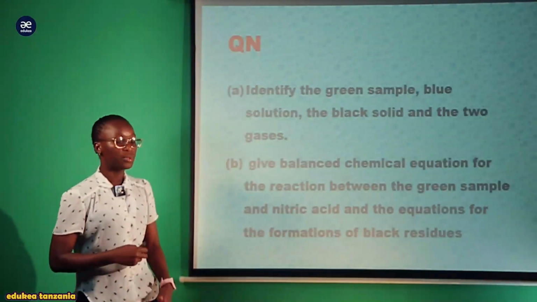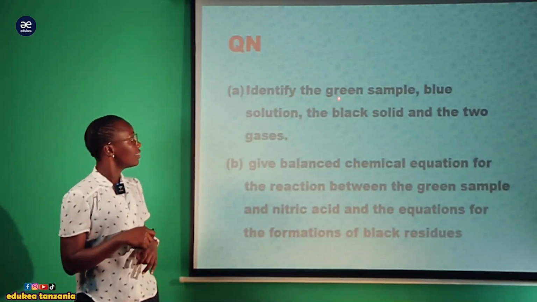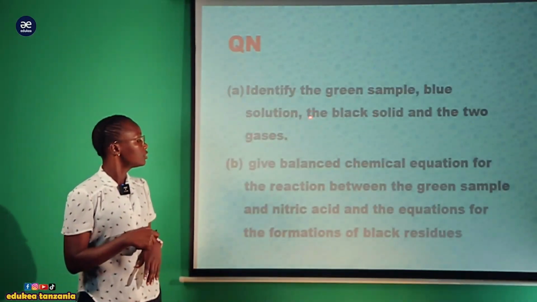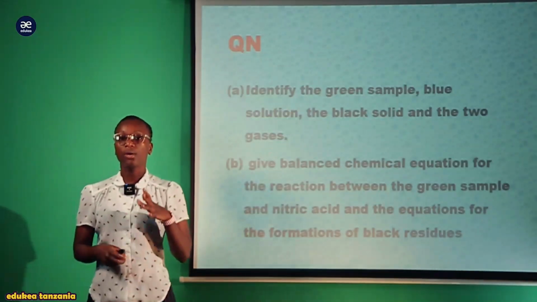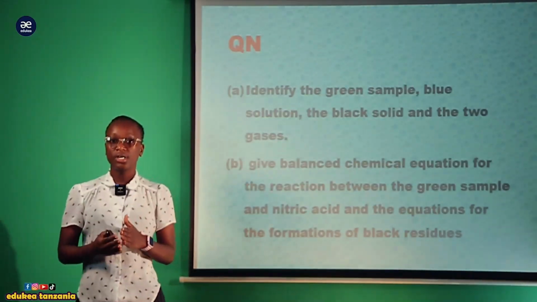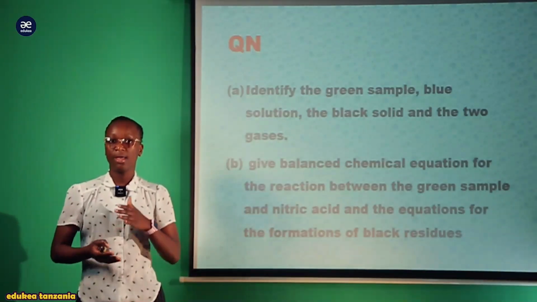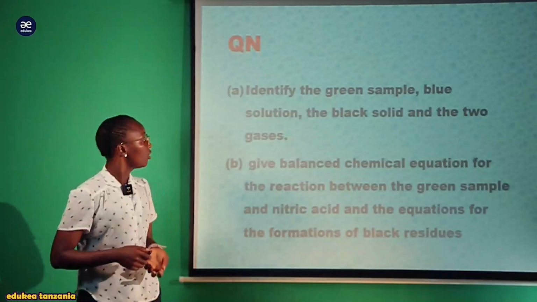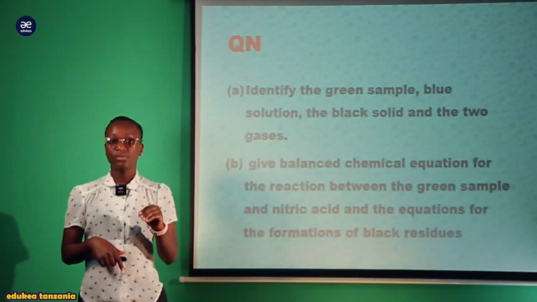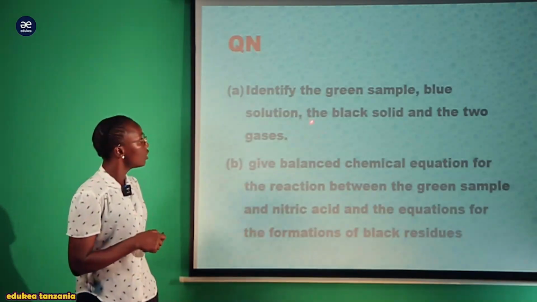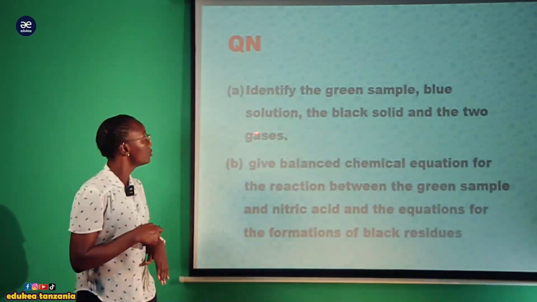Thereafter, the question now came and he said that part A, identify the green sample, blue solution, the black solid, and the two gases. So you are required to identify those compound ambazo zilikuwa involved kwenye ile reaction au ile mechanism au ile experiment ilikuwa inafanyika. Kwamba okay, kulikuwa na ile green sample. Green sample ilikuwa ni nini? Ambayo ili react na dilute nitric acid. But also after that tulipata reaction ambayo tulipata product ya blue solution.